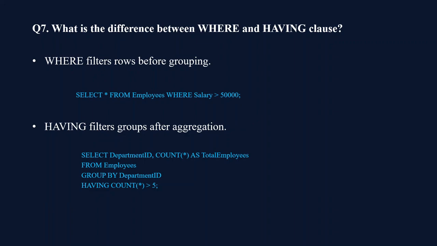Question number 7. What is the difference between WHERE and HAVING clause? WHERE filters rows before grouping. For example, SELECT employees WHERE salary is greater than 50,000. HAVING filters after aggregation. For example, SELECT department ID and the count of employees GROUP BY department ID HAVING count greater than 5.